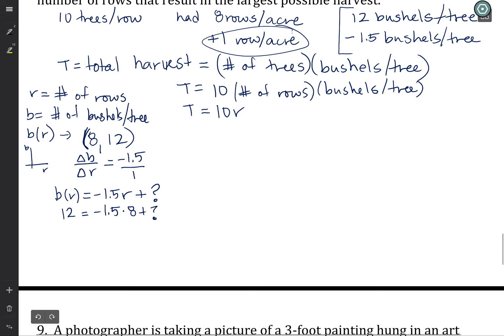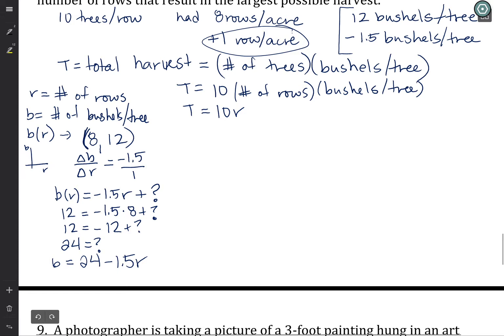So we need 1.5 times 8. Oh, I was just going to say, oh no, I'm getting 0, but I'm not getting 0. Sorry for the pause. I thought something was wrong. 1.5 times 8 is 12, which means that 24 is our y-intercept. So we know that the number of bushels per tree is going to equal 24 minus 1.5r.